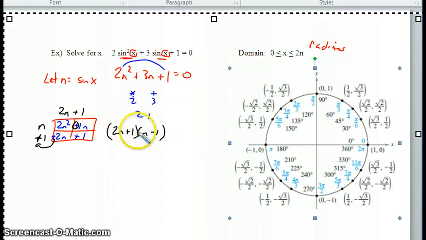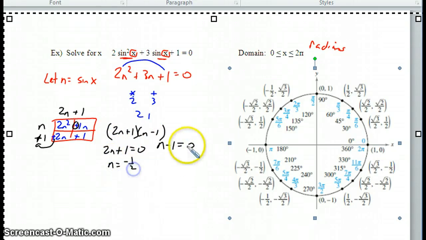And if I was to solve this by setting them equal to 0, we would end up with n being equal to negative 1/2 and n being equal to positive 1. Actually, I take that back because that was a positive. n would be equal to negative 1. Sorry about that. I wrote that down wrong right there.